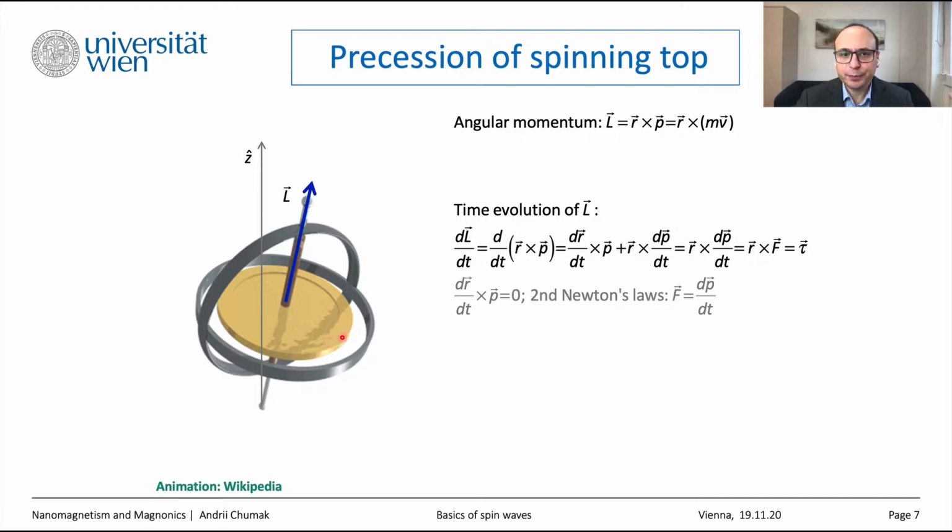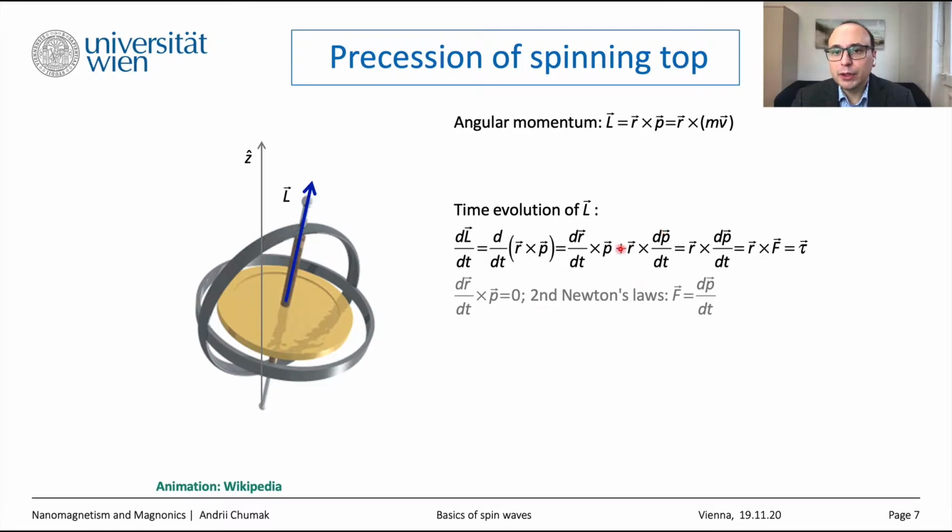And have a look where p is the point, and p is nothing else as mv, velocity, and it also points in the same direction because that's exactly the direction in which our point is moving. It means that these two vectors, dr over dt and p, point in the same direction, and their cross product is equal to 0.